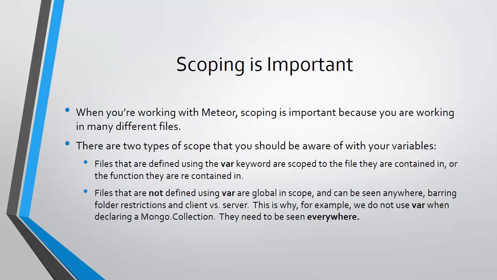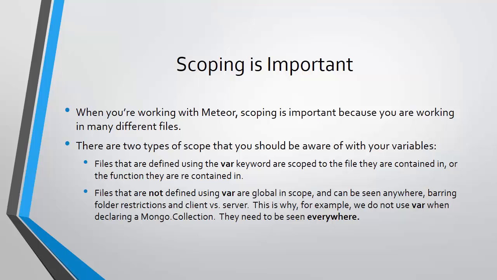I learned that scoping is really important, and it can be kind of tricky. Scoping is always a tricky thing with new programming. With Meteor, there are only two scopes you need to worry about. If you use the var keyword when you define a variable, Meteor is going to scope that variable to only be seen inside the file that variable is in. But if you don't use the var keyword, that variable will be seen everywhere in your project, and it'll have global scope instead.